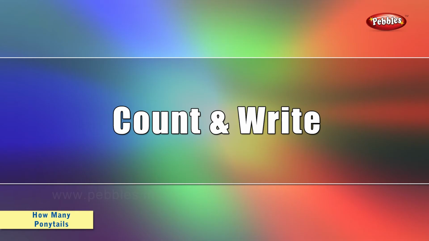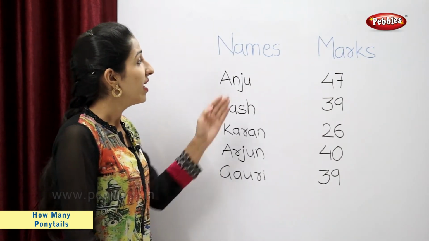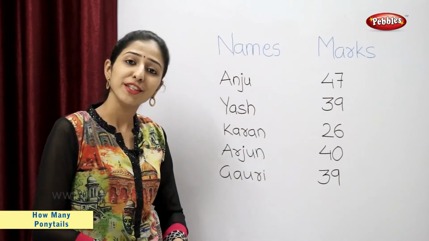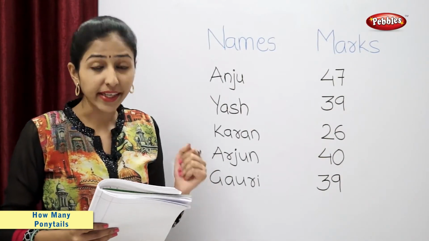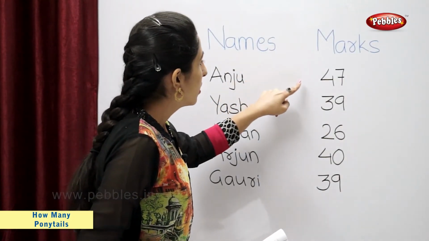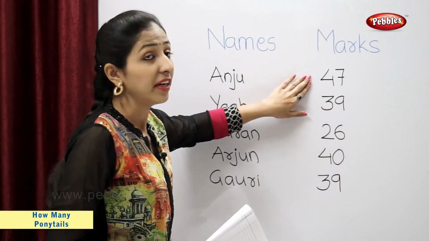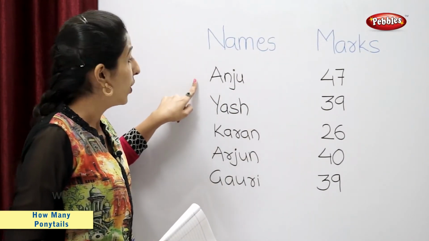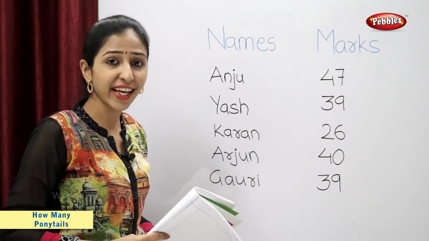Count and write. Names of students and their marks are written on the board. So based on this, answer my few questions. Tell me, students, who scored the highest marks? Let's find out. 47 are the highest marks. Anju scored 47 marks. So, Anju scored the highest marks.